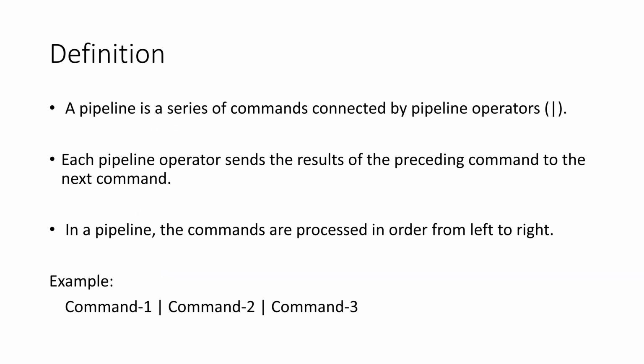We'll start with the definition here, and this came straight from the Get Help on PowerShell. So the pipeline is a series of commands connected by the pipe operator. That's how we call the pipeline or send data through it. Each pipeline operator sends the results of the preceding command to the next command. And it's really important to know that in a pipeline, the commands are processed in order from left to right. Like command 1 sends its output to command 2 to command 3, so on and so forth.